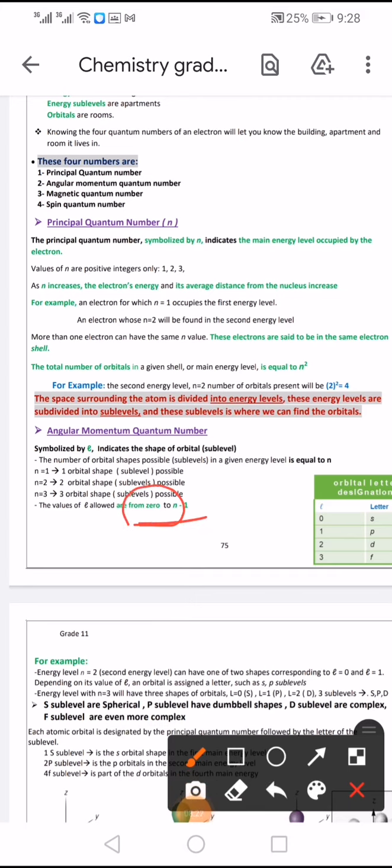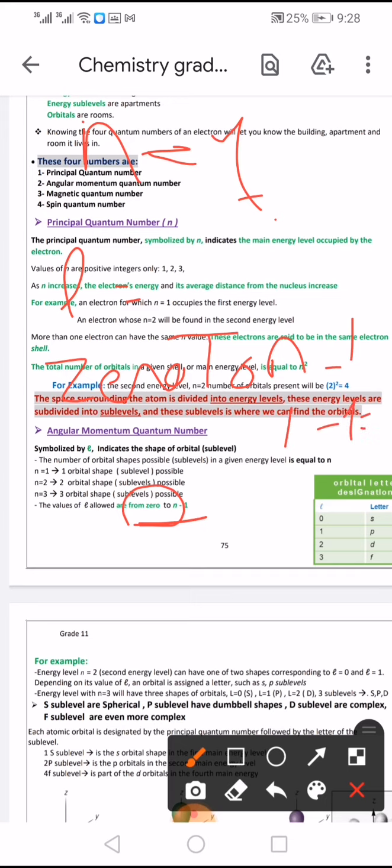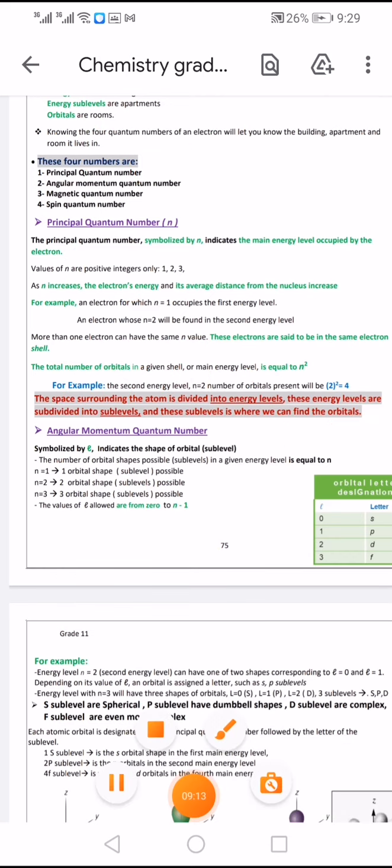This is very important. For example, if n equals 1, this is the first energy level. To get the value of L, we use 0 to n minus 1. So when n equals 1, 1 minus 1 equals 0. So the answer is 0, this is the value of L. So we have one sublevel, but the value of this sublevel, or the value of L, equals 0.